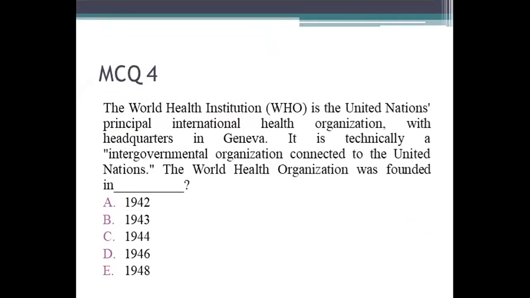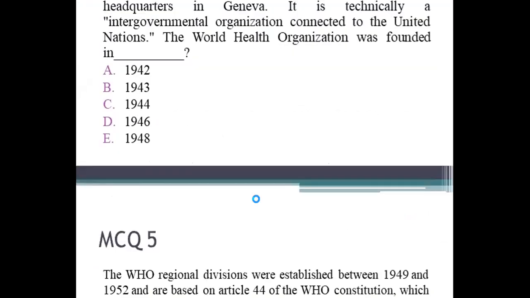The World Health Organization is the United Nations' principal international health organization with headquarters in Geneva. It is technically an international intergovernmental organization connected to the United Nations. The World Health Organization was founded in A. 1942, B. 1943, C. 1944, D. 1946, or E. 1948. What will be the correct answer? 1948. Yes, E is the correct answer. WHO was founded in 1948.